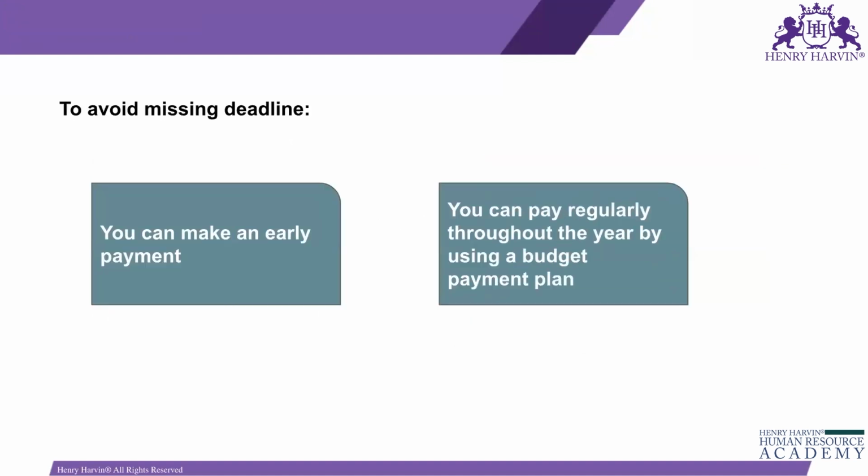So to avoid missing the deadline, you can make an early payment also. That is, you should not wait till the end, and you know that at times the portal may not work. That is also possible. So you can pay regularly throughout the year by using a budget payment plan as well. Like we have seen that EMI option, that could be spread through the year. 6 months, 6 months.